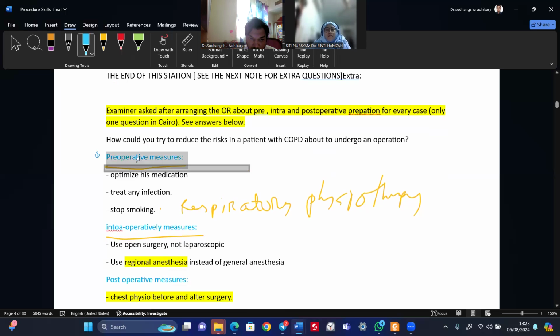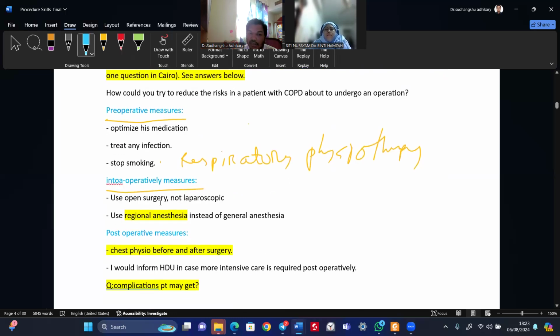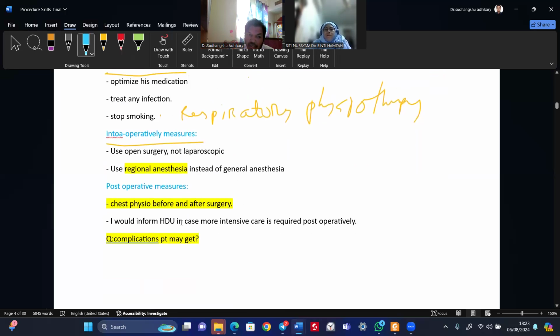Pre-operative measures, what can we do? Optimize medication, treat any infection, stop smoking, and respiratory physiotherapy. Intraoperatively, use open surgery, not laparoscopy. Use regional anesthesia instead of general anesthesia. Post-operative, chest physiotherapy before and after surgery. I would inform HDU in case more intensive care is required post-operatively.